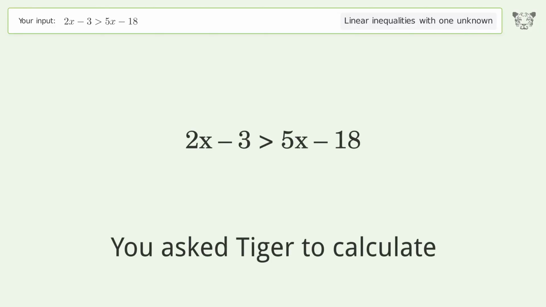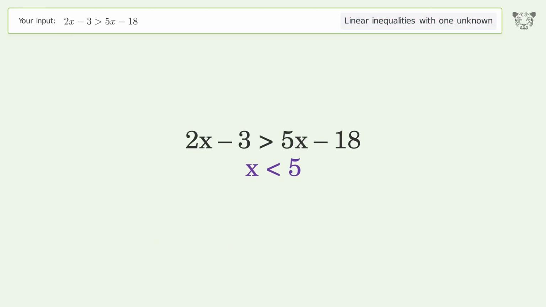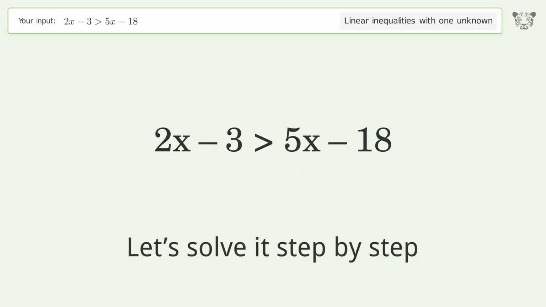You ask Tiger to calculate. This deals with linear inequalities with one unknown. The final result is x smaller than 5. Let's solve it step by step.